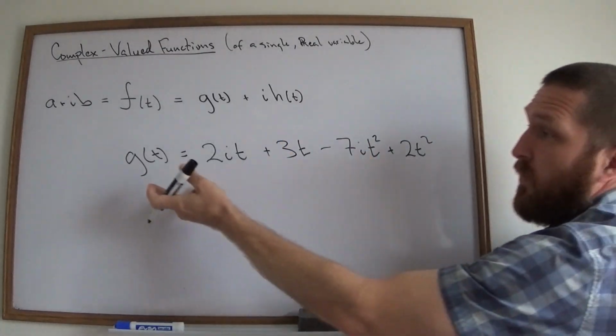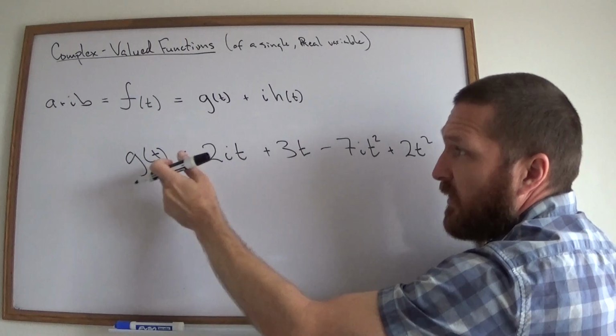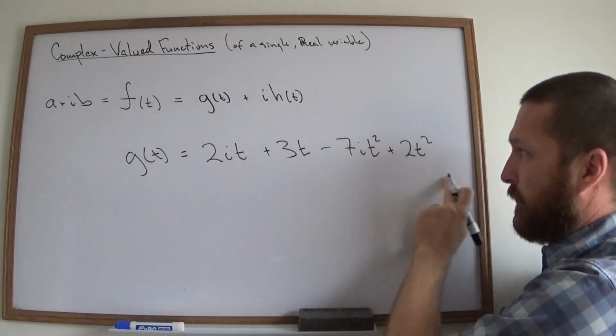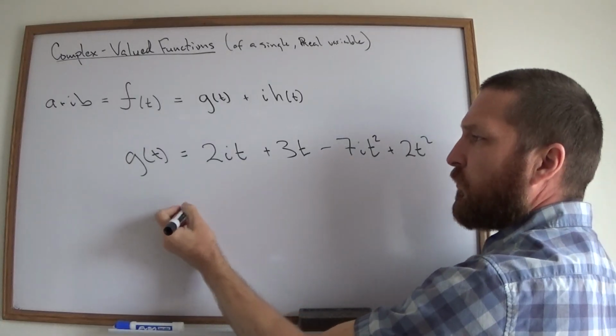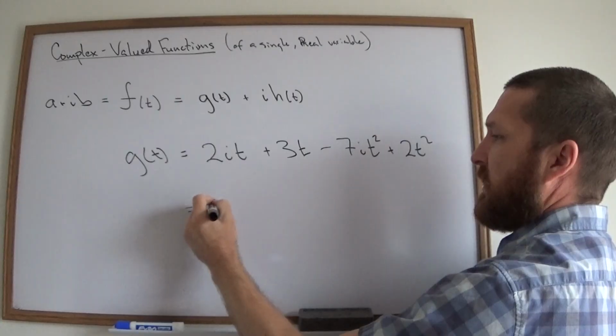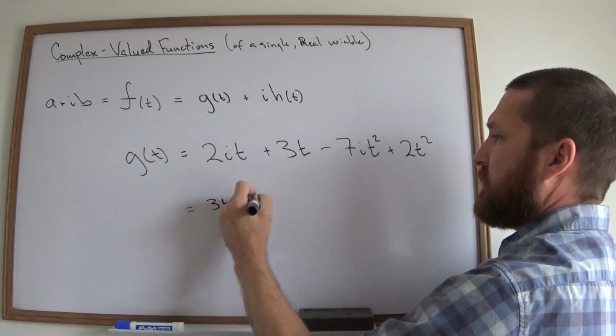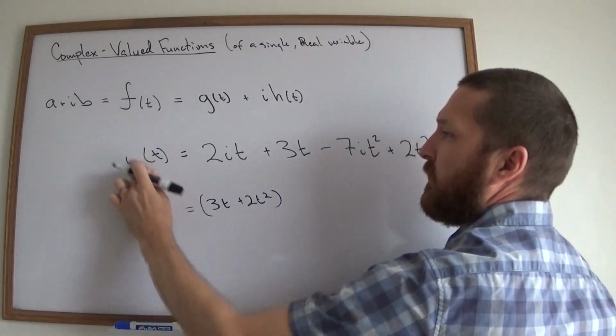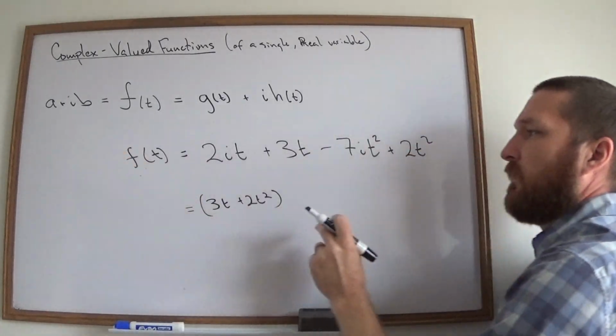That's a function of a real variable t, and the output is a complex number. And what we can do is just rearrange this thing, get all of the real parts together. So we have 3t plus 2t squared. Actually, I'm going to rename this f for what I'm about to do.